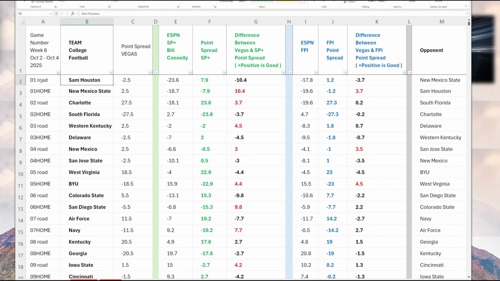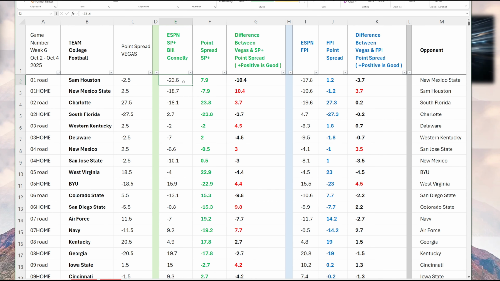Basically the setup is this. This is game 1. The top team is the road team. The bottom team is the home team. The point spread is this. New Mexico is a home underdog, plus 2.5. Okay. ESPN, Bill Connelly's power ratings for New Mexico State is minus 18.7.